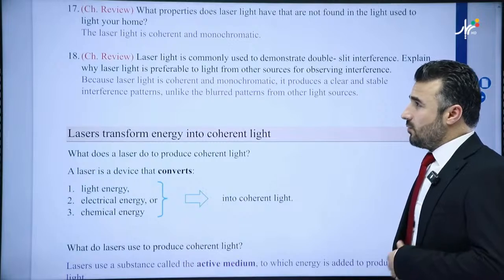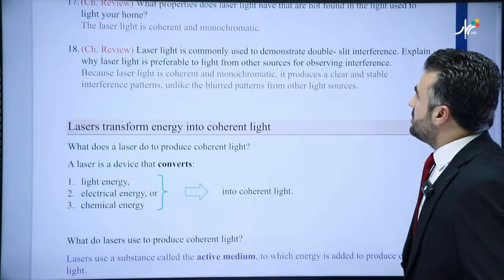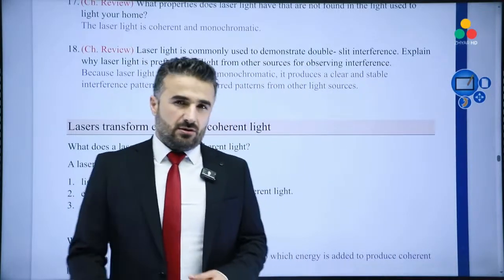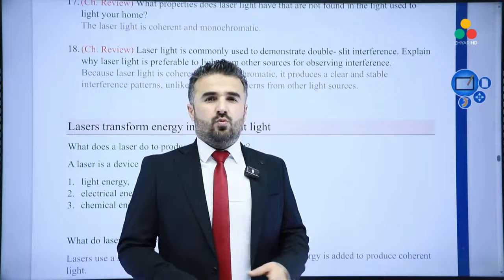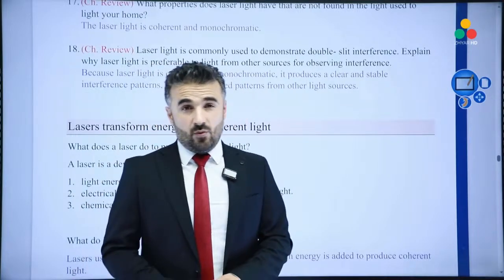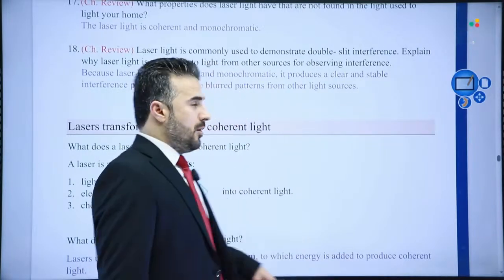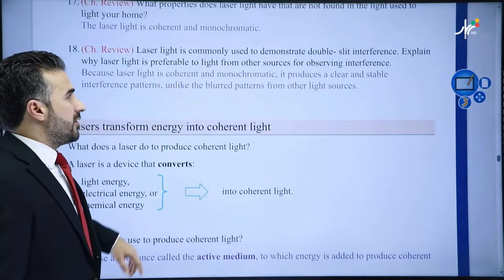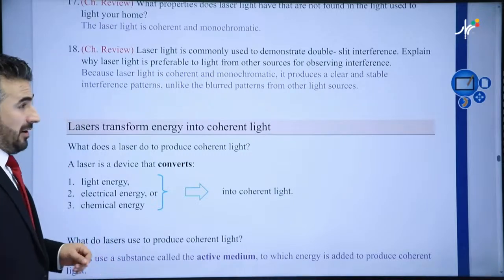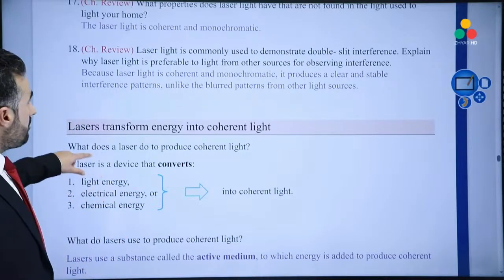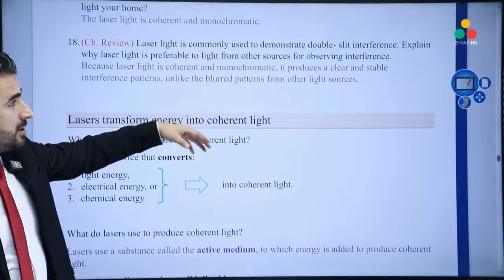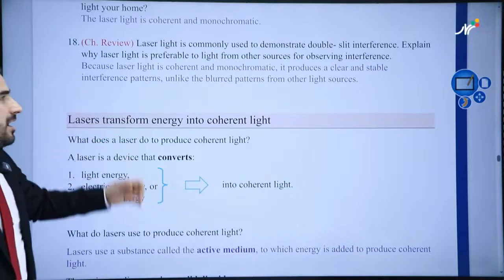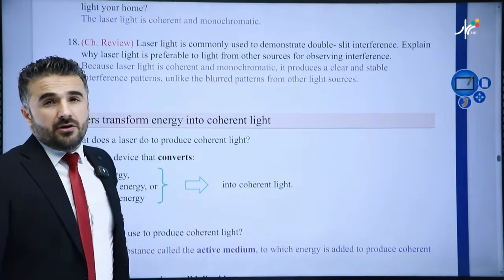Another question says, laser light is commonly used to demonstrate double-slit interference. Why should we use laser light to demonstrate double-slit interference? Why can't we do that with white light or normal light? Why is laser preferable to light from other sources for observing interference? We said earlier that because laser light is coherent and monochromatic, it produces a clear and stable interference pattern, unlike the blurred patterns from other light sources.